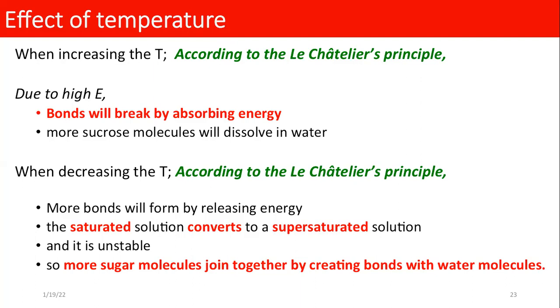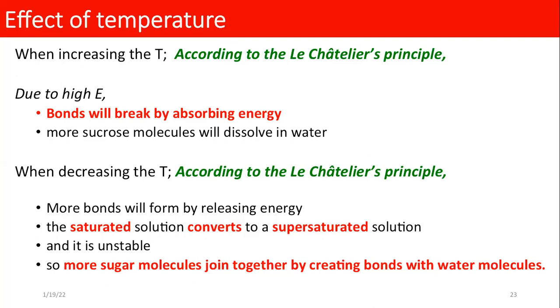Then we can decrease the temperature. As I explained in the previous scenario, according to the Le Chatelier principle, we are decreasing the energy. Then the solution is going to increase its energy because it is not ready to accept what we are doing externally. The solution itself tries to increase the energy. So to increase energy, bonds have to form.